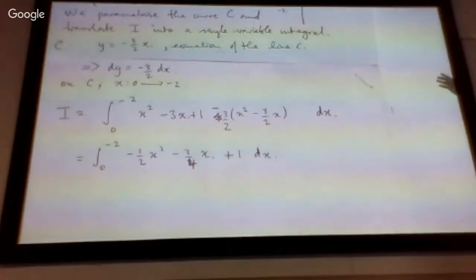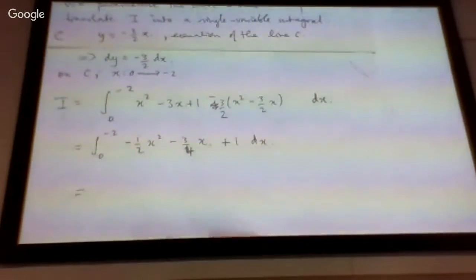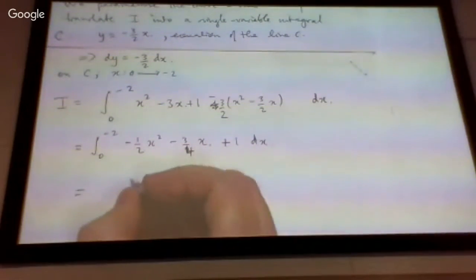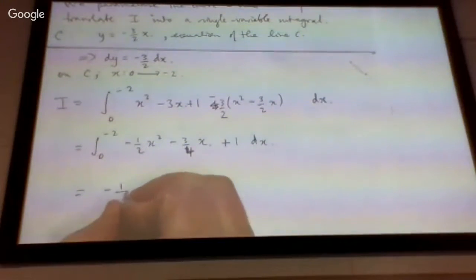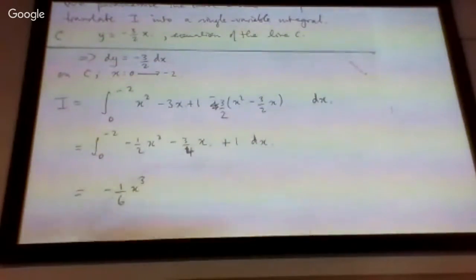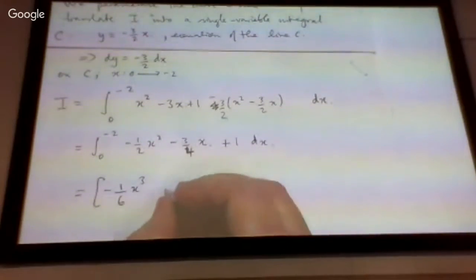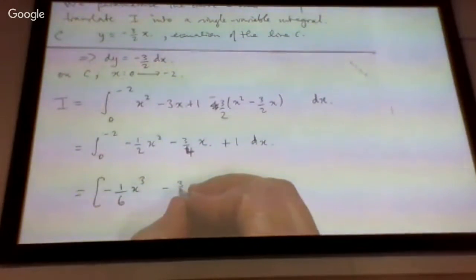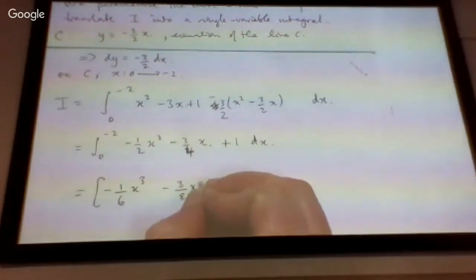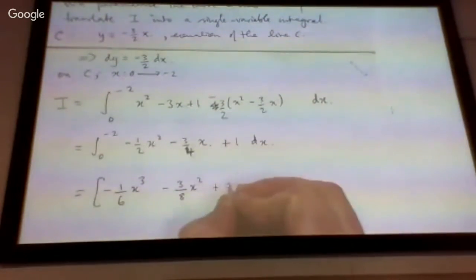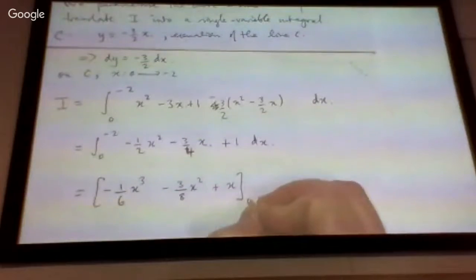Okay, so we said what we were going to do. We parameterized the curve. We translated the integral. Now it's just a one variable integral. We can just go ahead and do it. Integral of minus a half x squared is minus 1 over 6 x cubed. Minus 3 over 4x is minus 3 over 8 x squared. And 1 goes to x. And it's from 0 to minus 2.